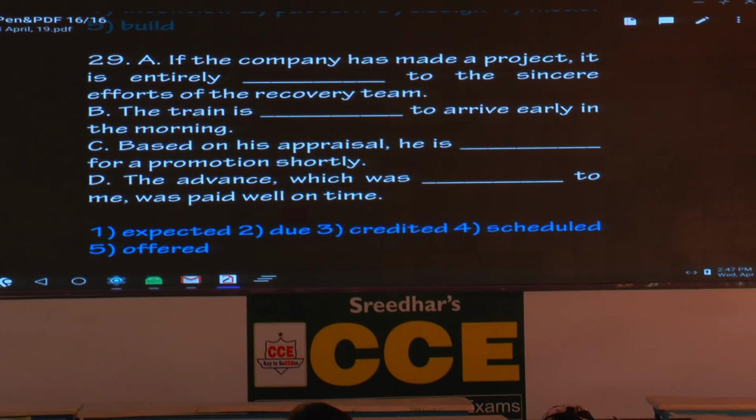29. If the company has made a project, it is entirely expected to the sincere efforts of the recovery team. No. Due to, that is a perfect word. Right? It is due to the sincere efforts of the recovery team. The train is due to arrive early in the morning. Due to arrive.